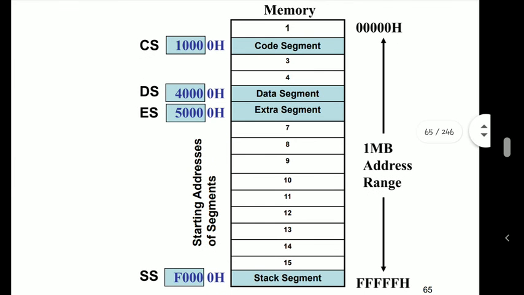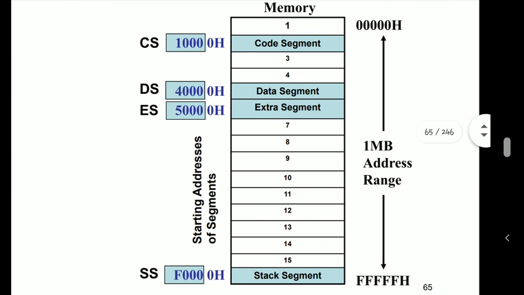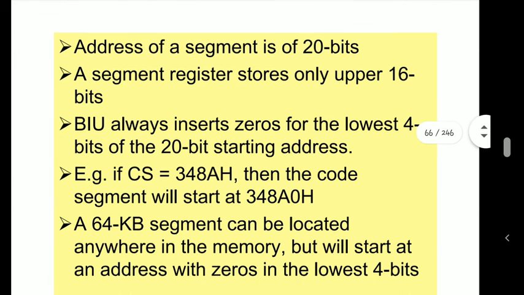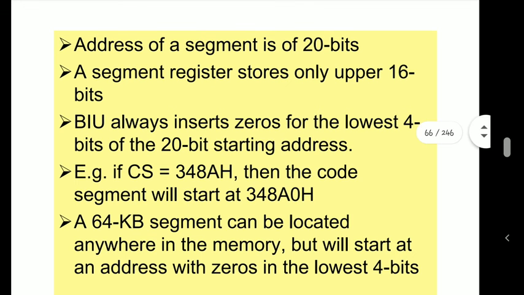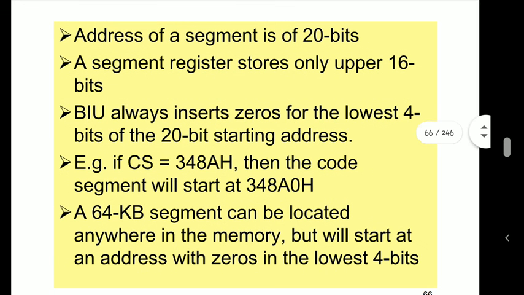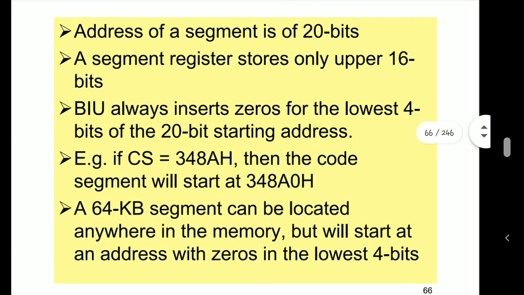This is the memory configuration for each segment register. The address is 20 bits, but a segment register stores only 16 bits. The BIU always inserts 0s for the lowest bits of the 20-bit starting address. For example, if CS is 3480, the code segment will start at 34800, appending the 0 at the end. The 64 KB segment can be located anywhere in memory, starting at an address with 0s in the lowest bits.